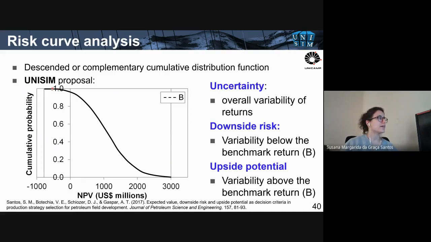Okay, and so basically, what we want to show here is that, for example, for us, uncertainty is how variable my returns will be. Okay, I'm not sure if my returns are going to be minus 1 billion or 3 billion. So I'm not sure about that, so that's uncertainty, okay? But if my results are here, this is not bad, this is good, okay? So I cannot say that all of this is risk.